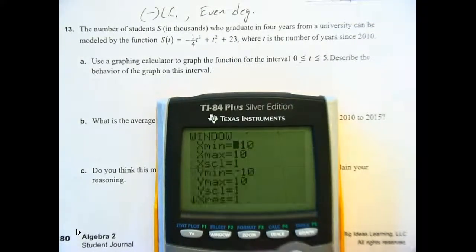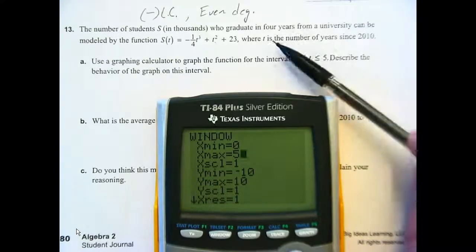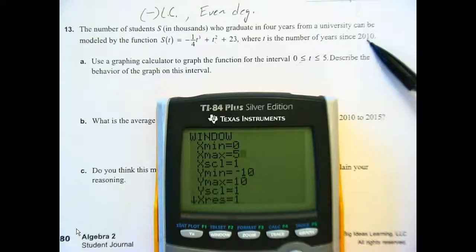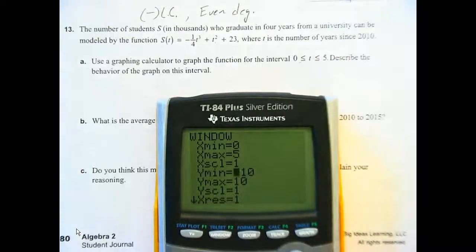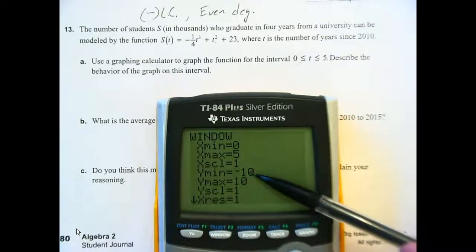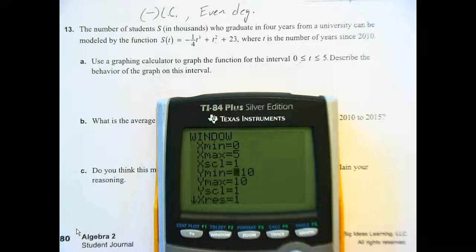So if we go to our window, we want our x minimum to be 0 and our x maximum to be 5. Okay? We'll still go up by 1 because t represents the number of years since 2010. So we can go up by every 1 year. And then our y-axis, since S stands for number of students in thousands, will we exist in the negative here? I mean, we have negative students, but we're not going to count negative students, right? We're going to only count the positive ones.